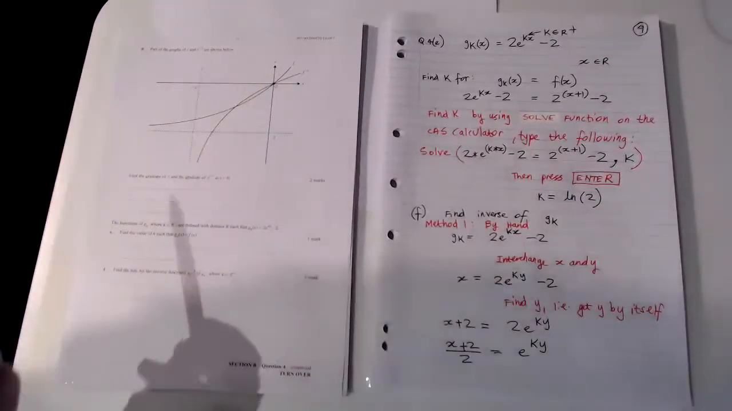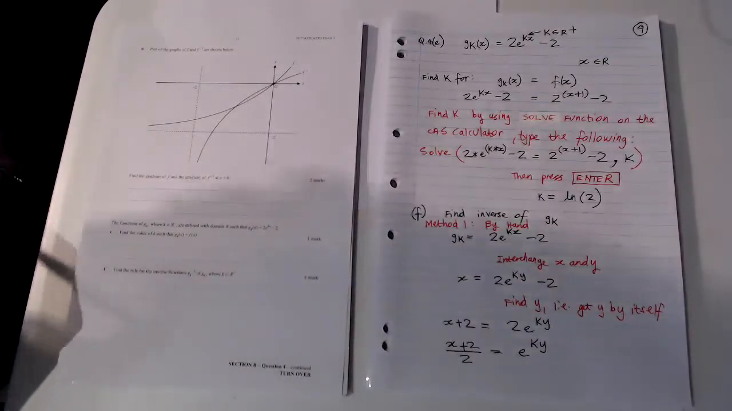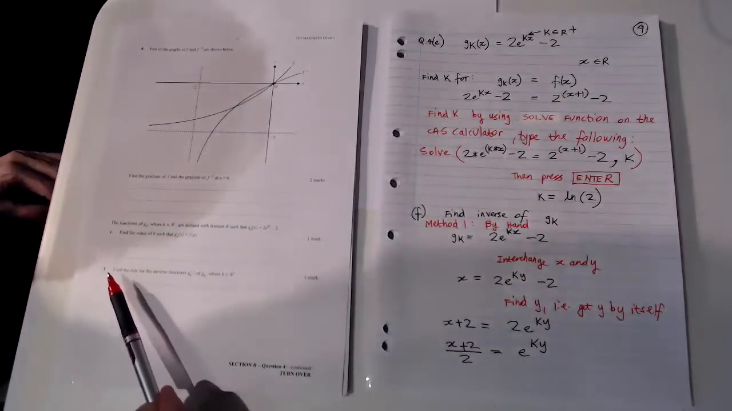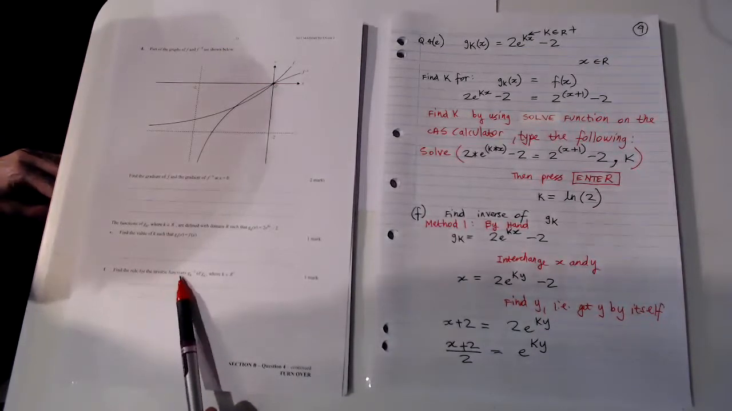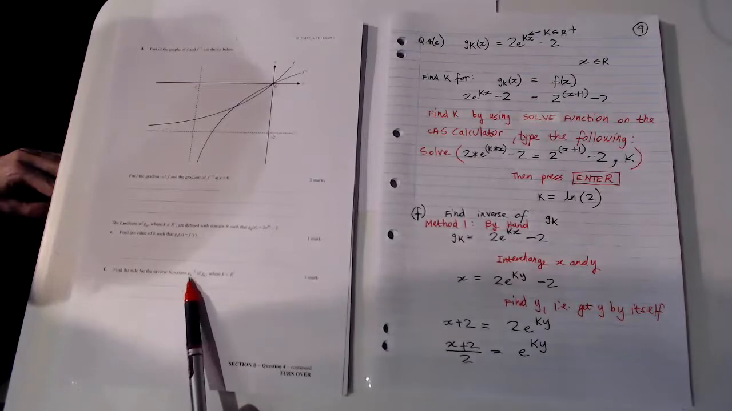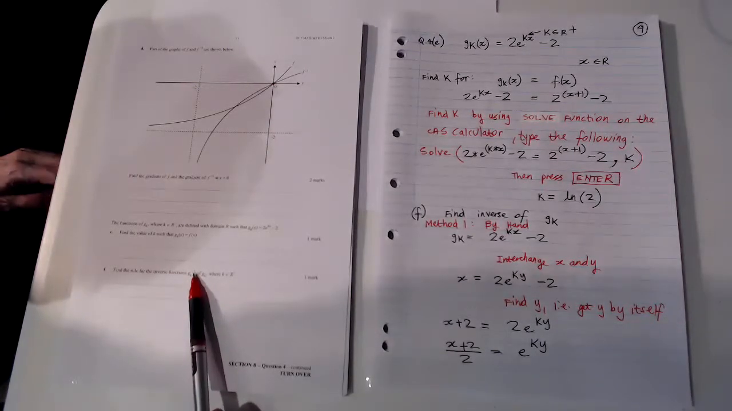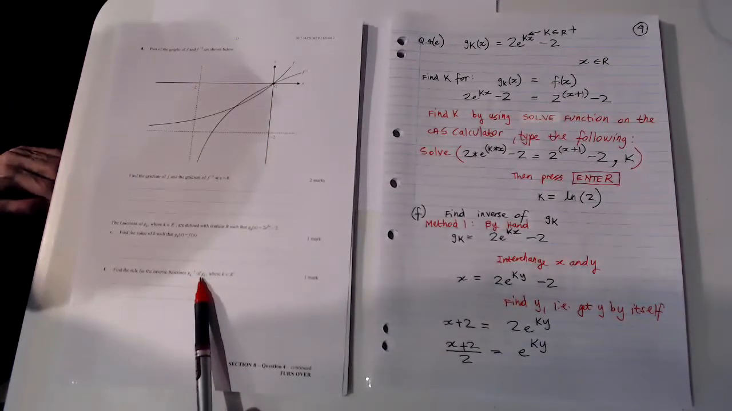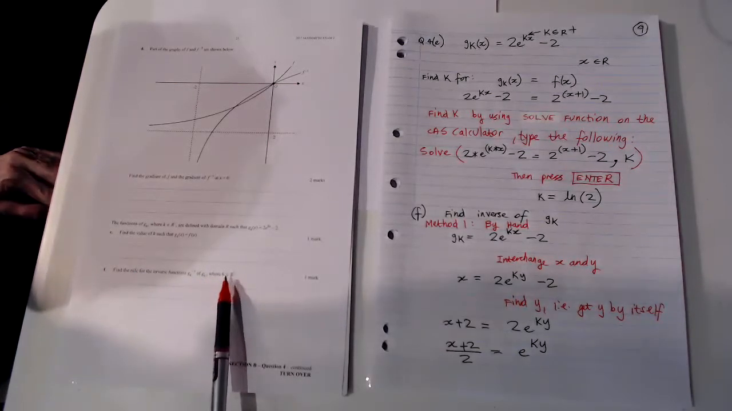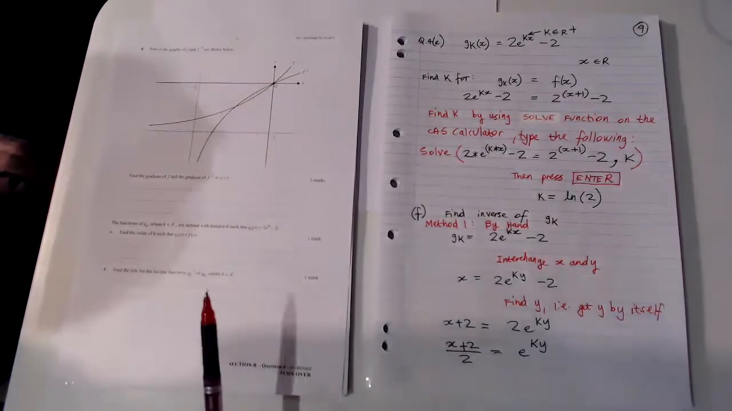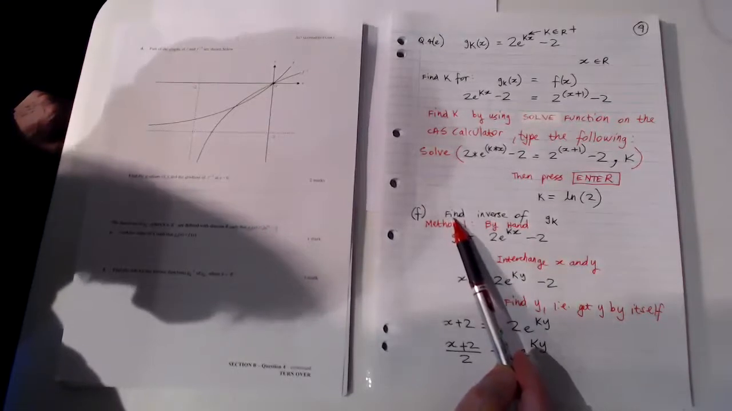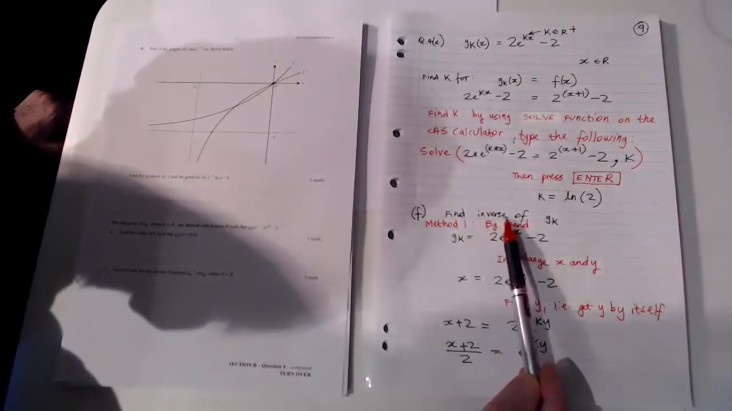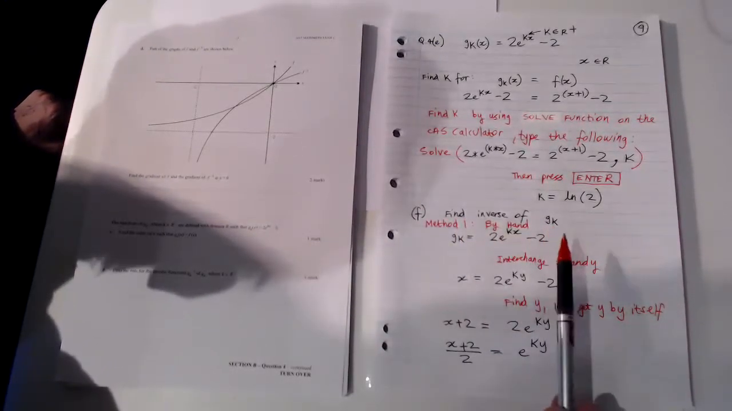And that's the end of part B. Now we go to part F. Part F says the following. Find the rule for the inverse function of g subscript k, where k is an element of the positive numbers. In part F, they want you to find basically the inverse of g subscript k.